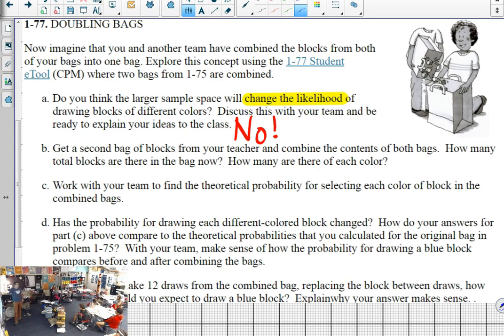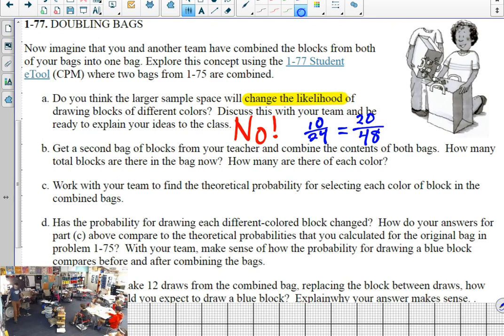What's the original probability of blue? 10 out of 24. If we double the bags, how many blue will we now have? 20. And how many total will we now have? 48. Aren't these the same thing? Yeah. This is all the explanation that you need. These fractions are equal even when I double the quantities. So this hasn't changed. So the theoretical probability for each of them will actually be the same. If you write it doubled, it'll look different, but looking different doesn't mean it is different. It just looks different.